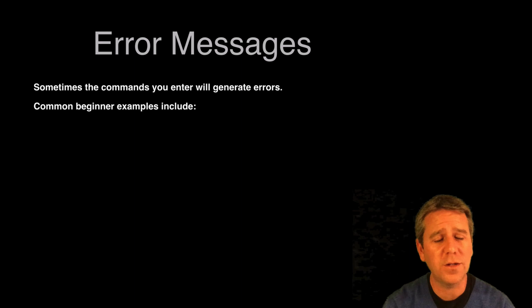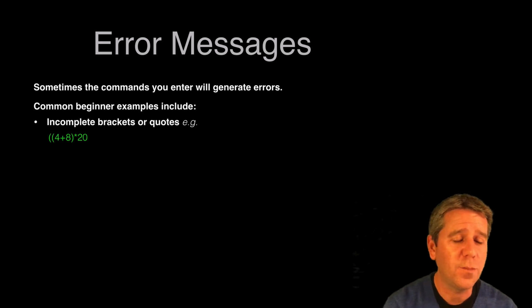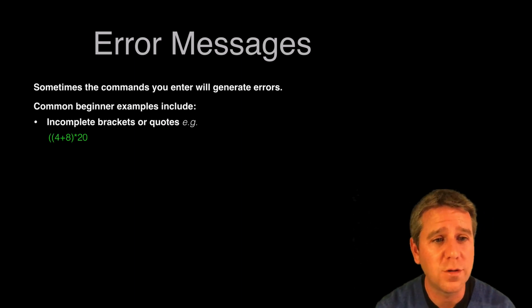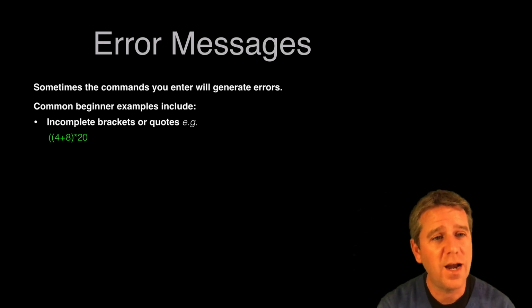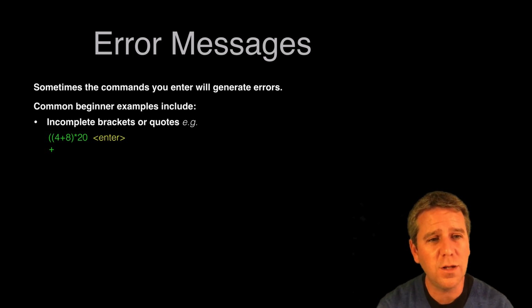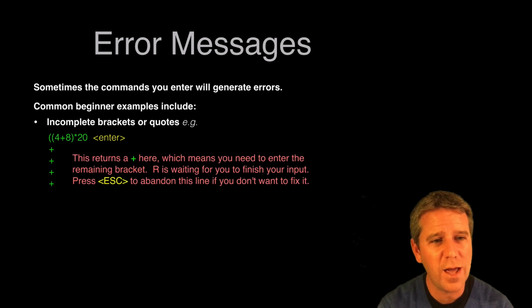So the kinds of error messages that I see most commonly for newcomers like yourselves is things like incomplete parentheses or brackets or quotes. So here I'm trying to do some math, 4 plus 8 inside the parentheses, and then I've got times 20, and I've missed the last parenthesis. And when I push return or enter here, R just gives me this plus. It says, I'm waiting for you. And I push return again, it says, I'm still waiting for you. Can you do something else? And I keep pushing return, and I keep pushing return. It's like, what? Why is it not giving me my answer?